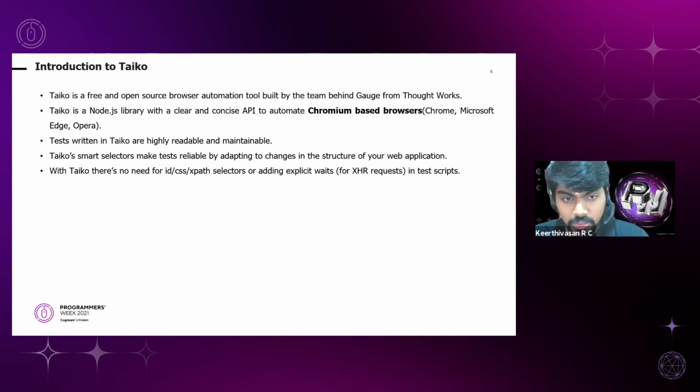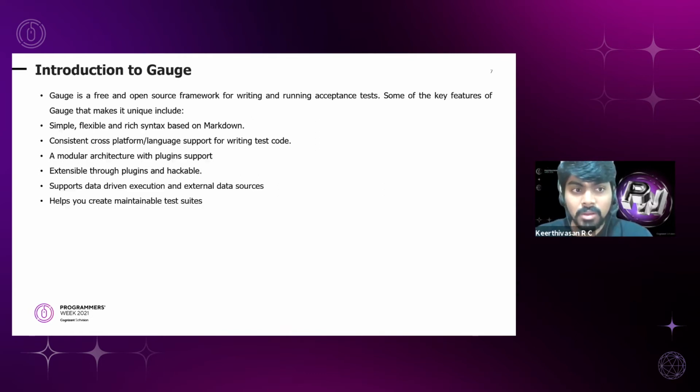And the main important thing about Taiko is that you need not use an ID, CSS, XPath, or even explicit waits, which we use way more in Selenium scripts. That even makes the script slower. So Taiko reduces all those things by using these smart selectors.